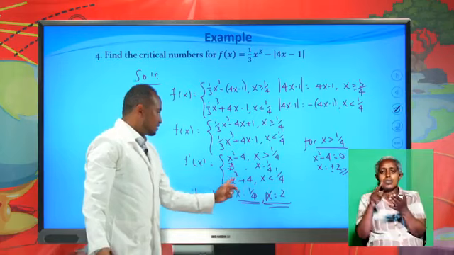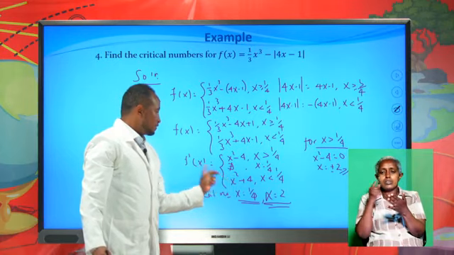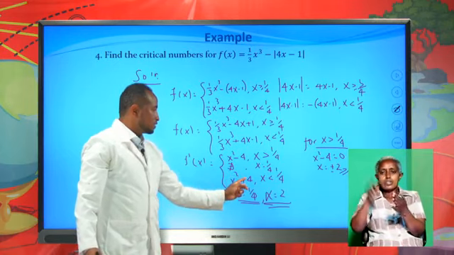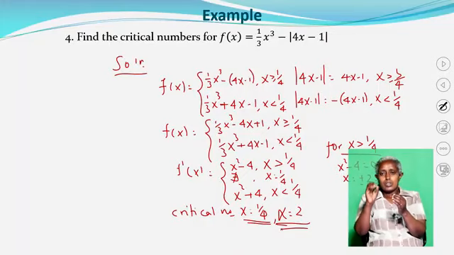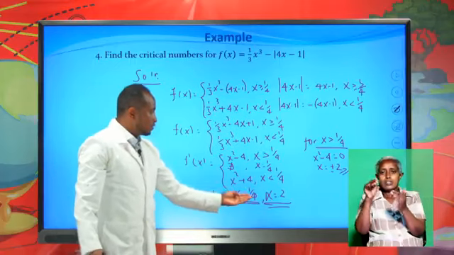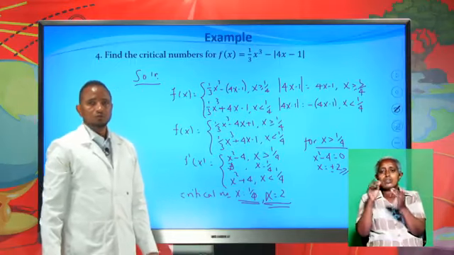When you check this one, the derivative of our function, x squared plus 4, is equal to 0 on the interval. This cannot be 0. So the only critical numbers for this function are x equals 1 over 4 and x equals 2. This is it.